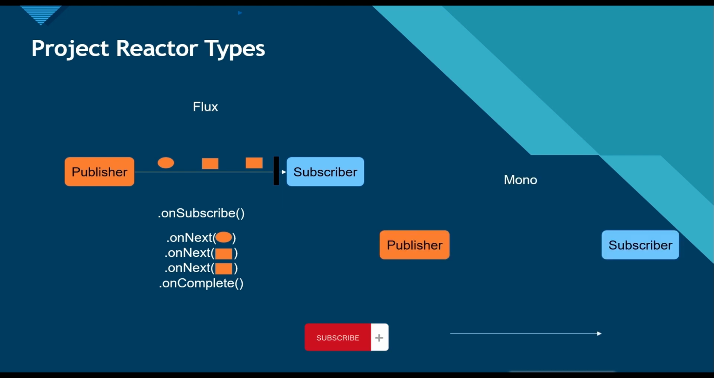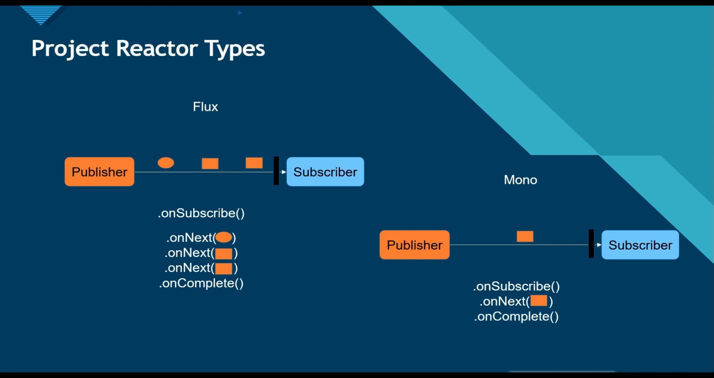Similarly, for the Mono, once the connection is established between the publisher and the subscriber, the onSubscribe signal is sent from the publisher to the subscriber. Now the publisher can start sending the data to the subscriber, but for the Mono there is only one data that can be sent from the Mono publisher to the subscriber. So there will be only one onNext signal from publisher to subscriber, and finally there will be a complete signal sent from publisher to the subscriber, resulting in an onComplete signal.